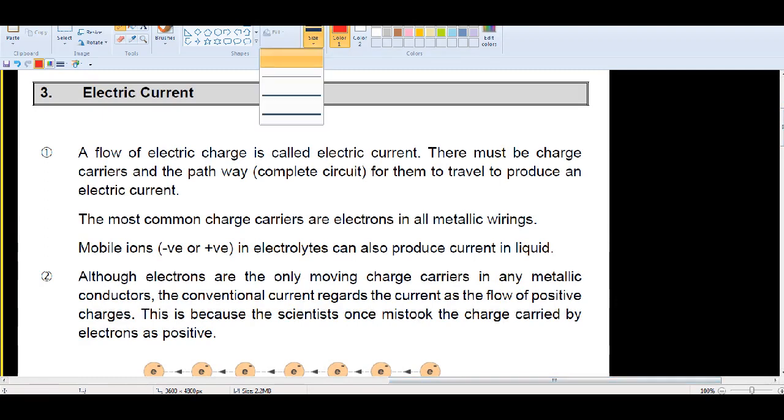Alright, so let's see some electric charges. Sorry, it's not electric charges, it's electric current. Electric current is about the flow of electric charge. You could think of electric current as the flow of a lot of charge carriers, which are carrying charges.